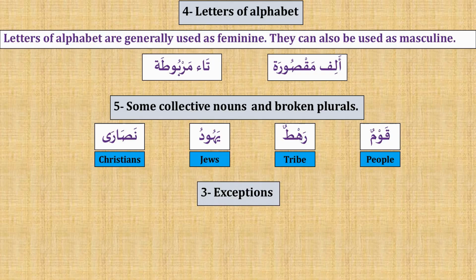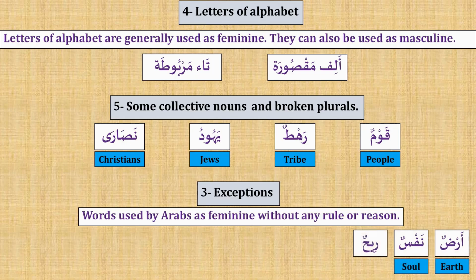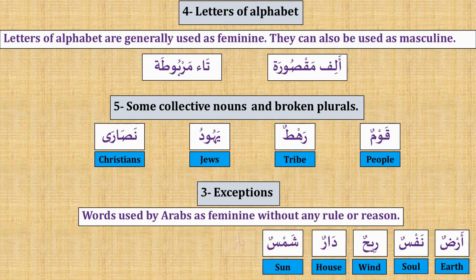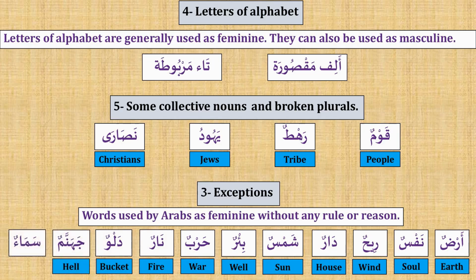Exceptions. We have exceptions to these types of feminine nouns. Words used by Arabs as feminine without any rule or reason. They don't follow any of the previously mentioned rules, but they are used by Arabs as feminine, such as Ardun, earth, Nafsun, soul, Rihun, wind, Darun, house, Shamsun, sun, Bi'run, well, Harbun, war, Narun, fire, Dalwun, bucket, Jahannam, hell, and Sama, sky. These are exceptions. They don't follow any rules mentioned above, but they are used by Arabs as feminine.